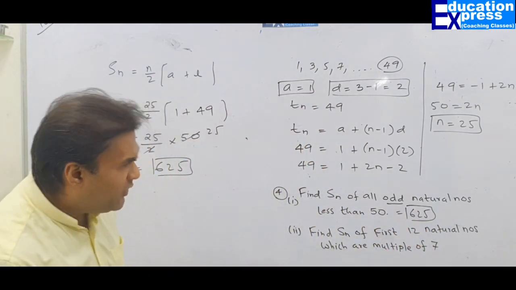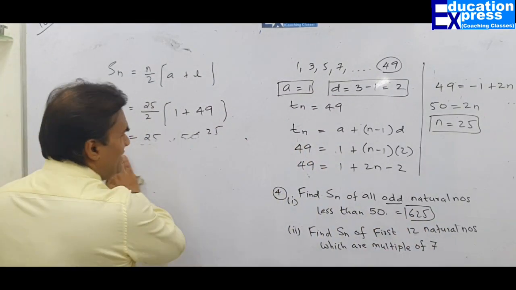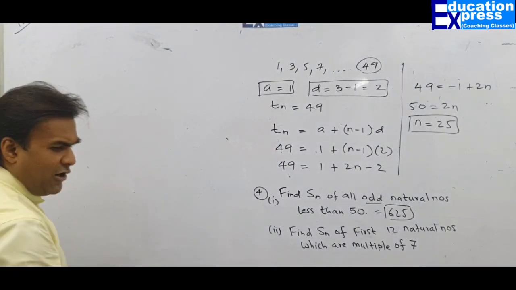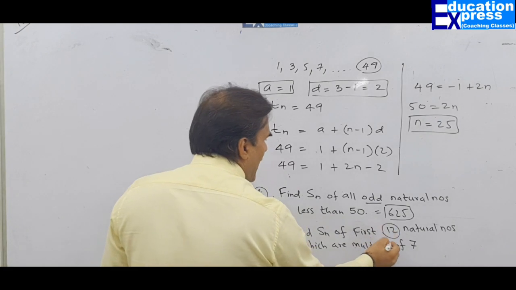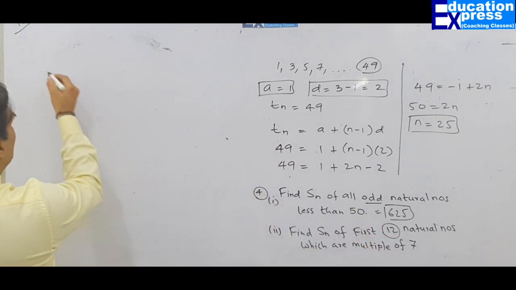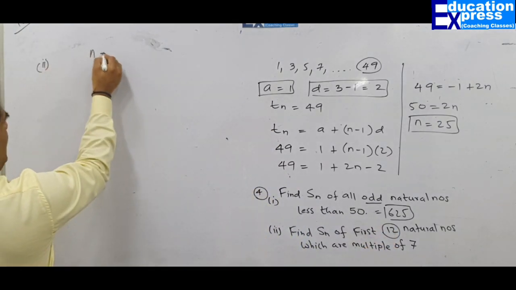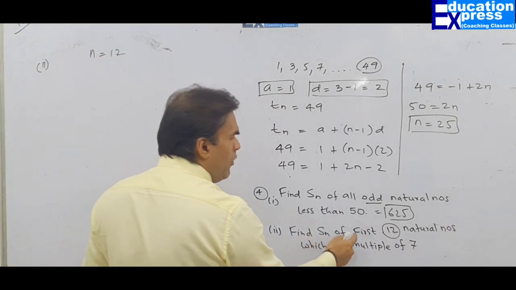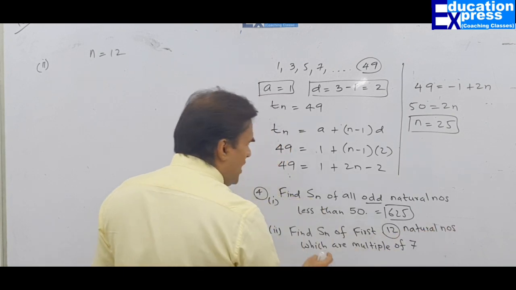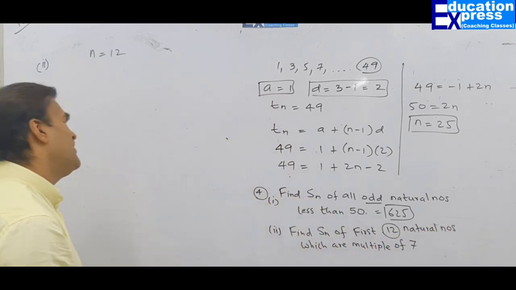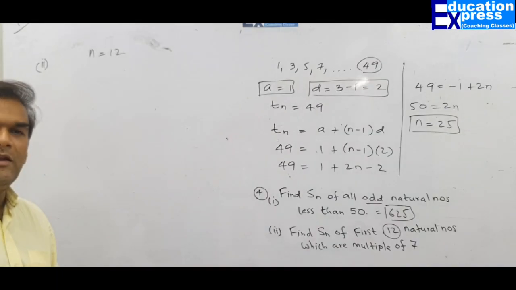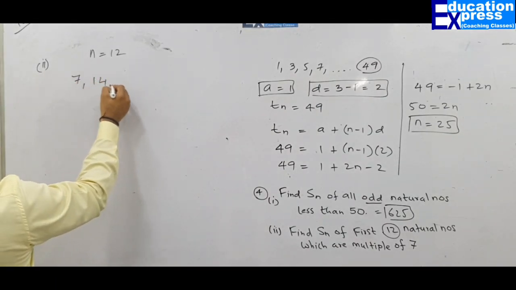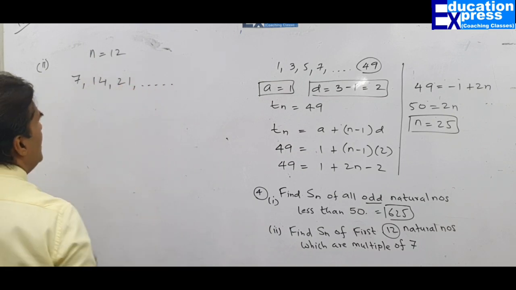Look at the second part of the question. It says find the sum of the first 12 natural numbers which are multiples of 7. They are clearly mentioning there are 12 numbers, so in this case my n equals 12. Multiple of 7 means you can call out the table of 7 only. The first number being 7, then 14, then 21.